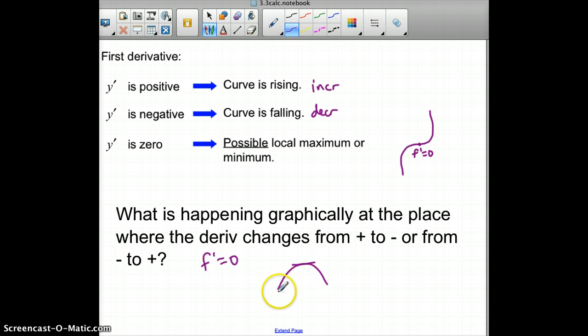But here, if the derivative does change sign from positive to negative, we have a max. And if our derivatives were negative here and then they change to positive here, right at that point where it changes, where the derivative equals 0, is our min.